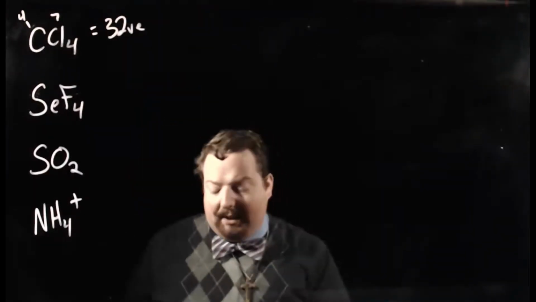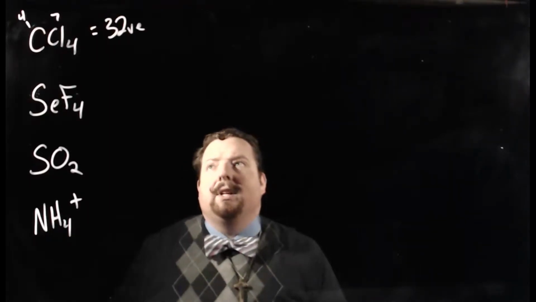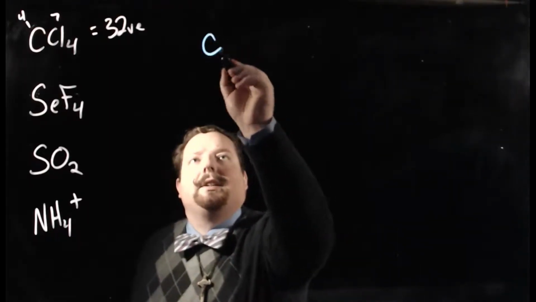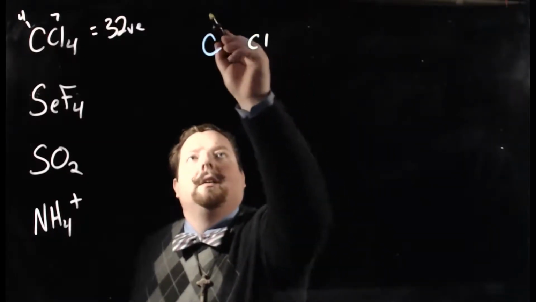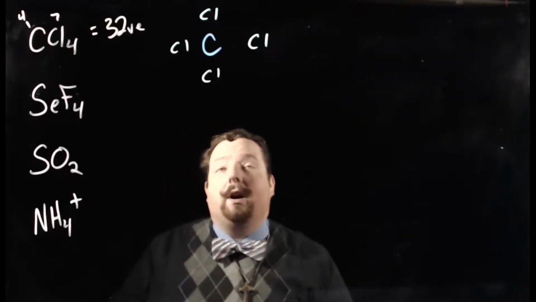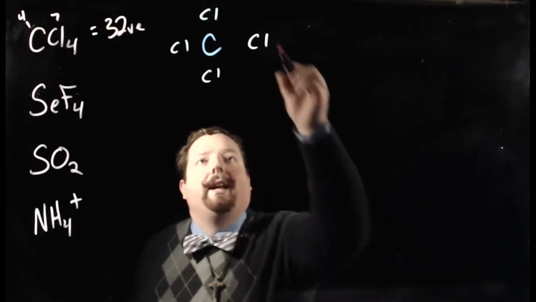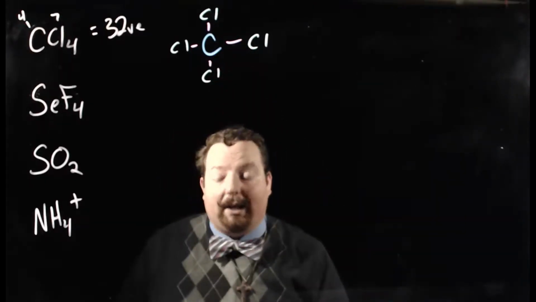Then we write down our central atom. Chlorine is way more electronegative than carbon is. So we're going to write carbon in the middle as the central atom. And we'll put the chlorine on the sides, like so. Next, we draw the bonds between the central and outer atoms. Remember, each of those bonds is 2 electrons.